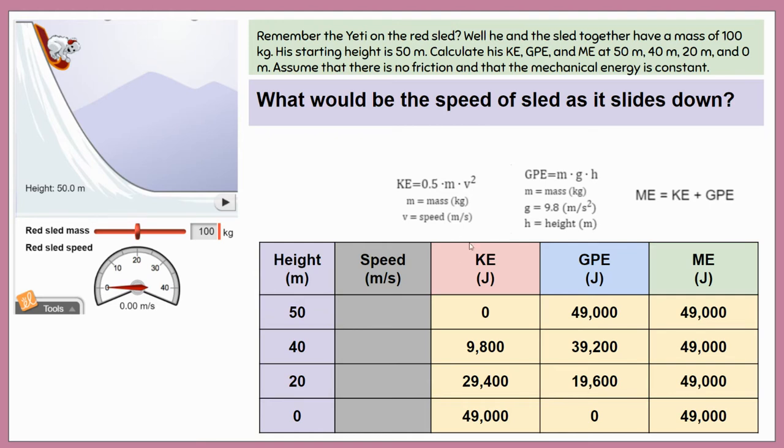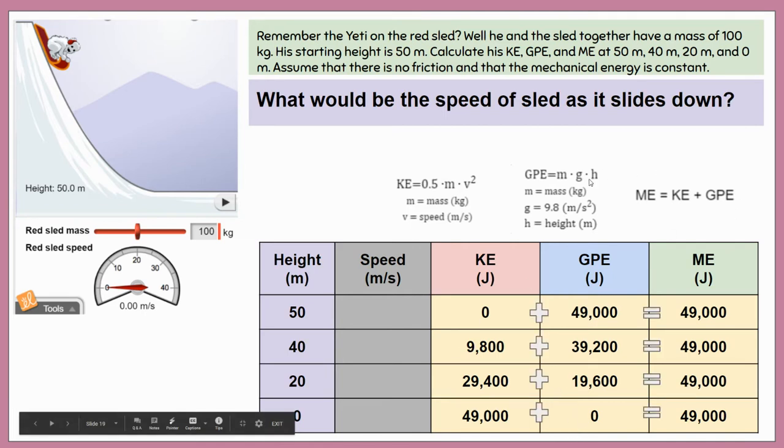If you calculate the GPE at the top, it is m, so the mass, 100 times 9.8 times 50, you get 49,000 joules. And from there, you can calculate all the rest. Just a little tip also, I'm inserting this equation here. Kinetic energy plus gravitational potential energy is always our mechanical energy. And because we don't have friction, we can say this stays the same. So that really makes things easy. Hopefully you got those numbers.